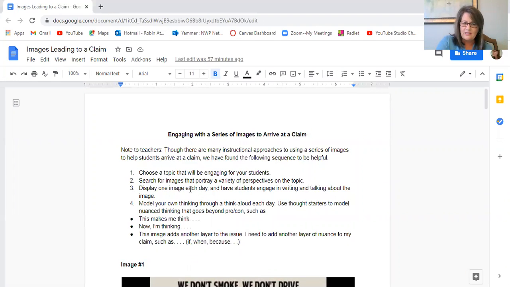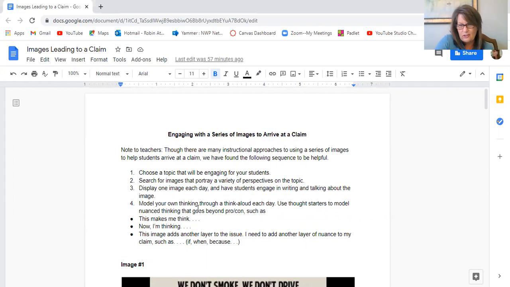And what I like to do is just display one image each day and have students write about the image, a claim that they think the image is making, what their own claim is about the issue, and of course a lot of talk. So I also like to model my own thinking. So I like to think aloud through that set of images to model how I'm making my claim a little more layered and complex and nuanced.